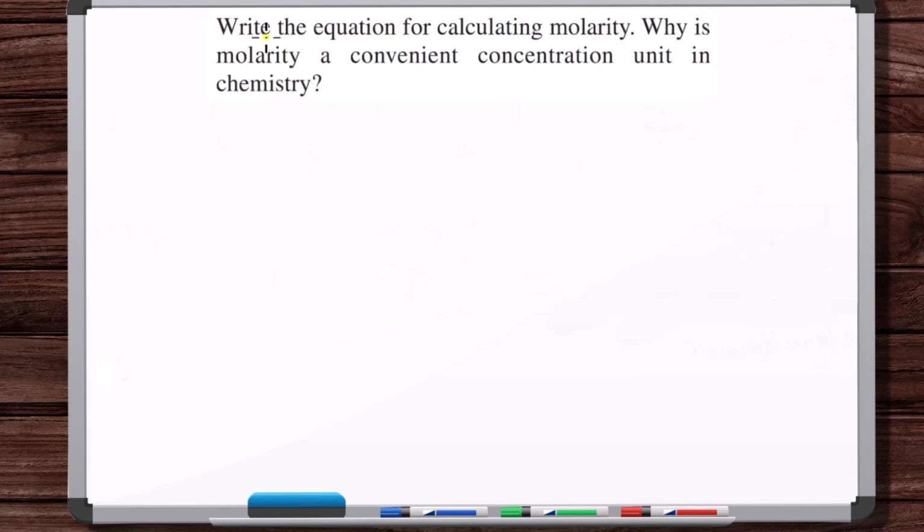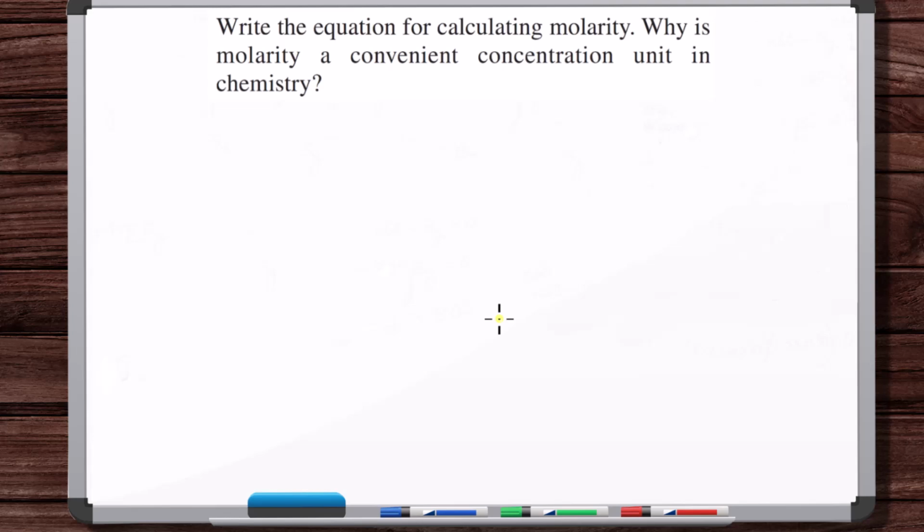Okay, so write the equation for calculating molarity. Why is molarity a convenient concentration unit in chemistry? Okay, so what we learned in this chapter is that the purpose of this property of concentration is that you're referring to the concentration of a specific solute in a solution, right?